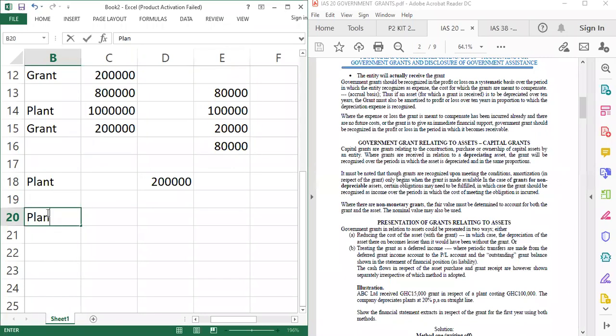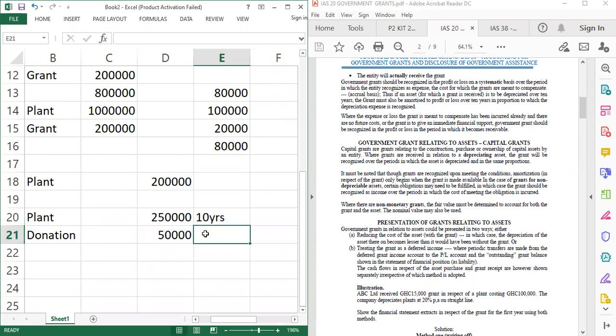Assuming the entity wants to buy an asset which is 250,000, and the government has made a donation towards the acquisition of 50,000, and the asset will last for 10 years, how are you going to account for this? It's a donation, not a grant.